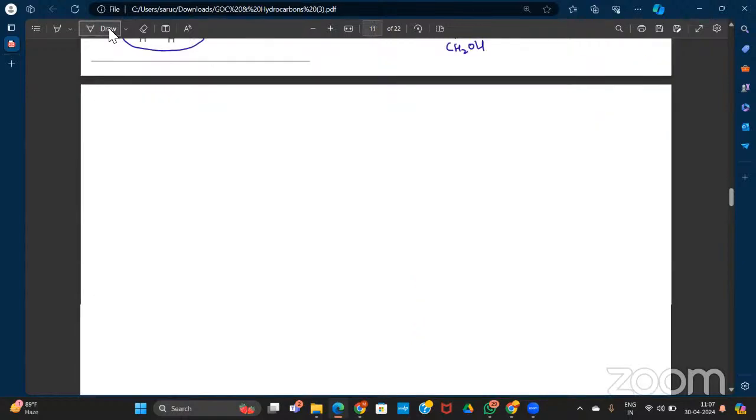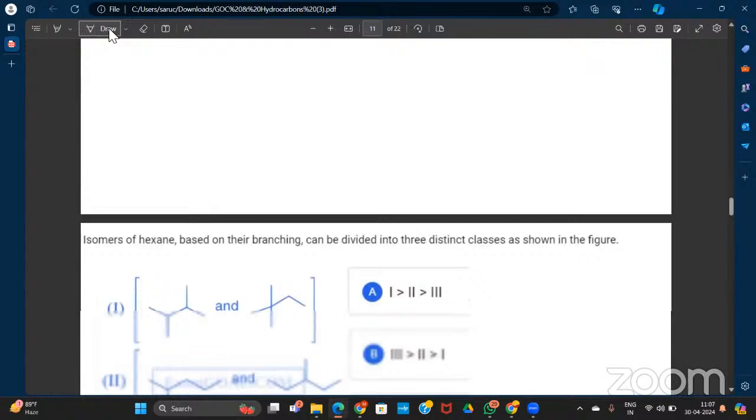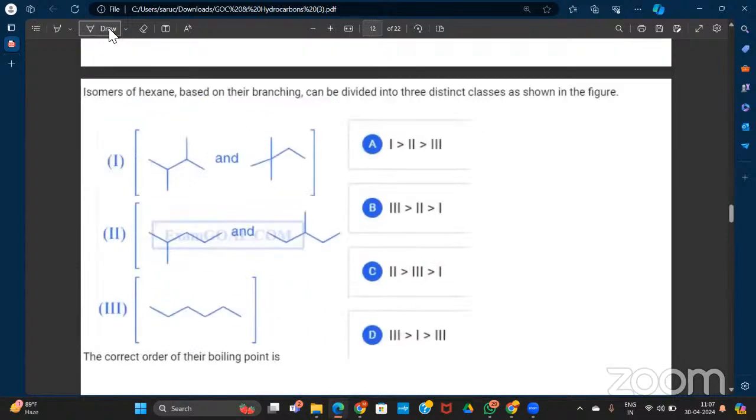Now, the next question is: isomers of hexane, based on their branching, can be divided into three distinct classes, as shown. What you have to find out is the correct order of their boiling points. So 1, 2, 3 are given. What would be the order?